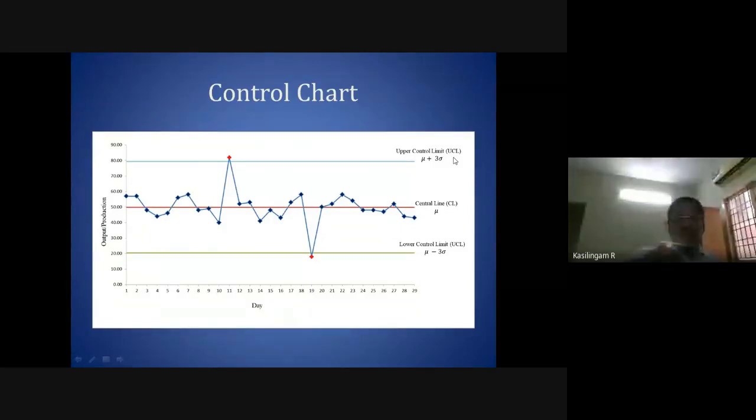Now, if you plot all X bar values, all values, they will be here. If it is within these three limits, we accept it. Why are we accepting this one? We accept it if it is within.